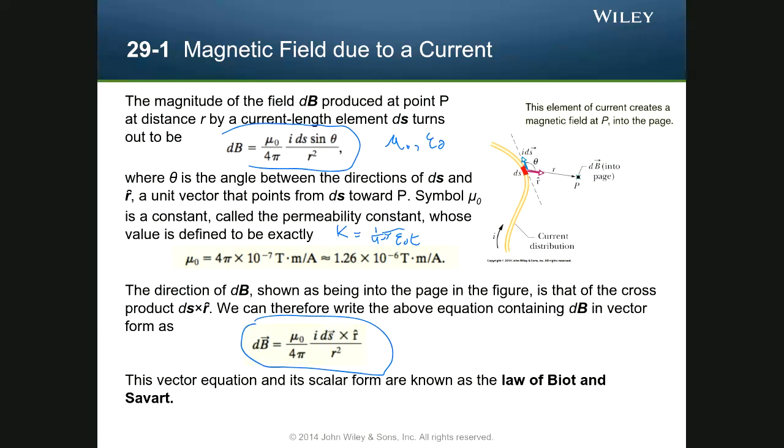Yeah, Tesla times meters over amps. Oh, well, with this one it takes some time to click. So I want to go over it just again to summarize.